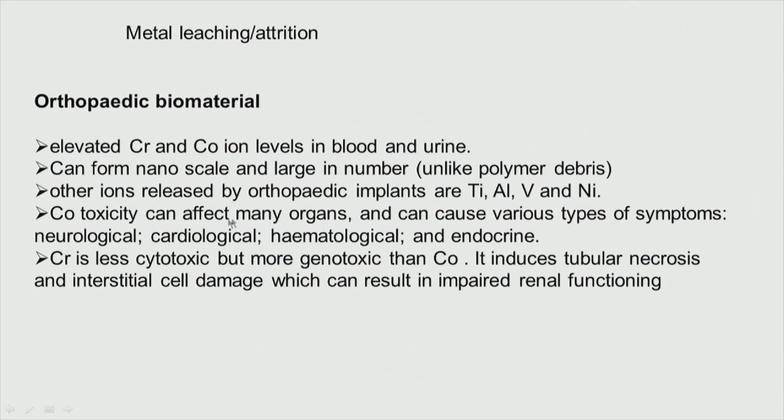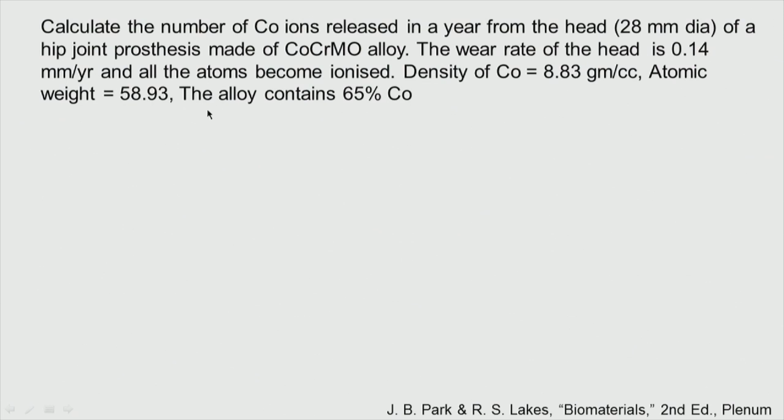Chromium, cobalt toxicity can affect many organs, neurological problem, cardiological problem, hematological problem and endocrine problem. Chromium is less cytotoxic than cobalt, but it also induces interstitial cell damage, tubular necrosis, which can affect your renal, that means your kidneys. So especially knee joints, people who had artificial metal knees always find leaching of these metal in the blood. Let us look at a simple problem.